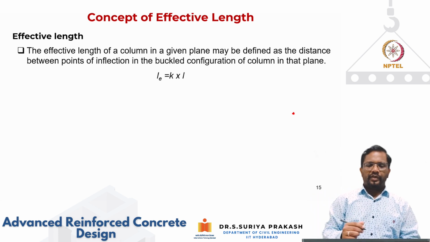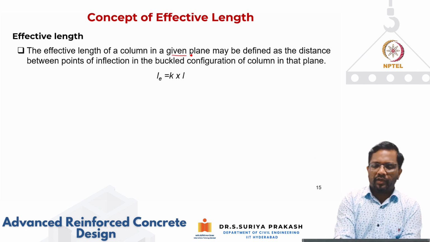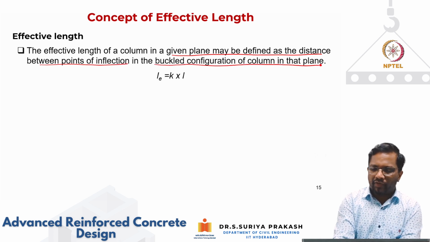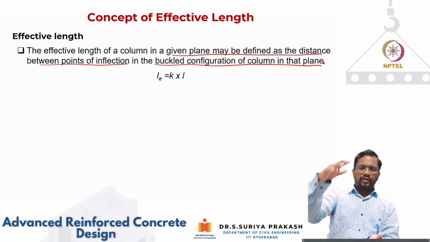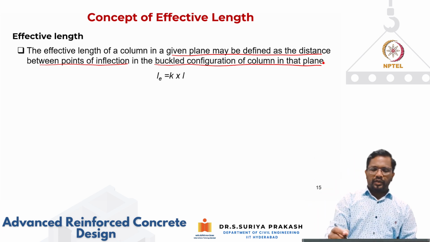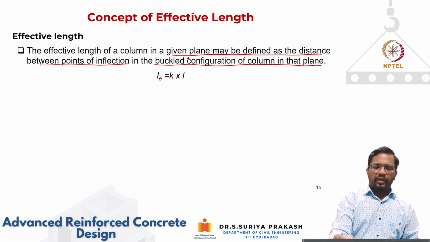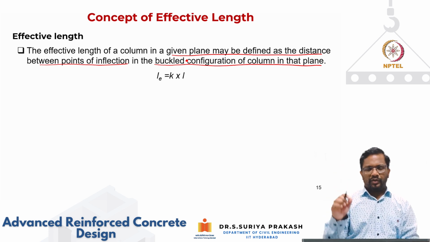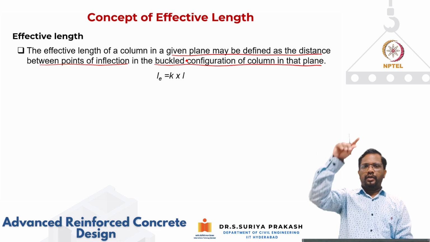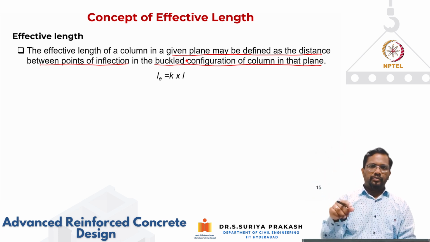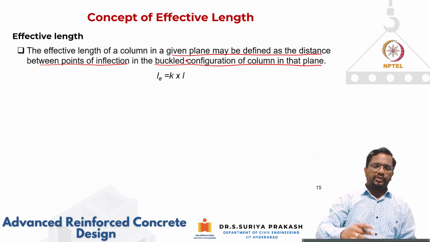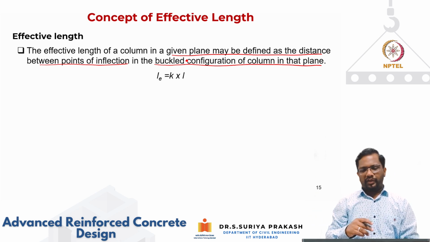The effective length of a column in a given plane may be defined as the distance between the points of inflection in the buckled configuration of the column in that plane. So that means when the column is going to buckle, you are looking at the distance between the points of inflection. What is the meaning of point of inflection? The curvature of the column is changing, the slope is changing from positive to negative or negative to positive. Those points are called points of inflection.